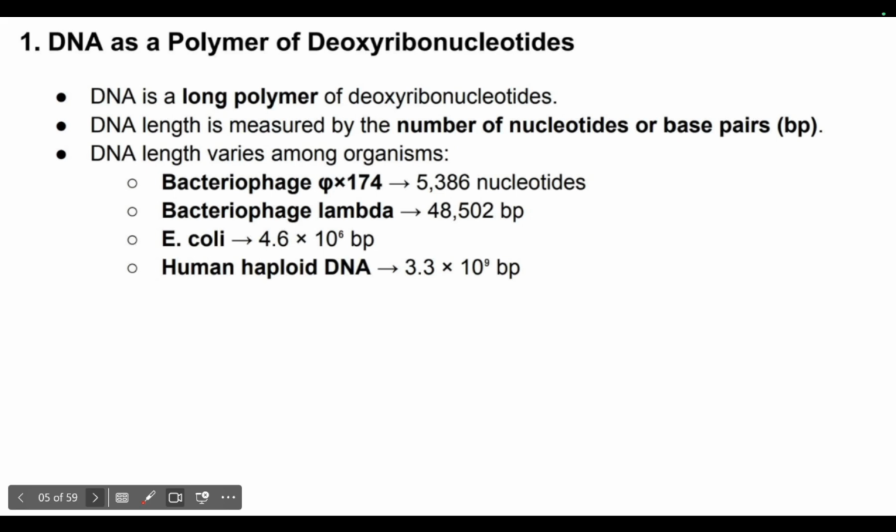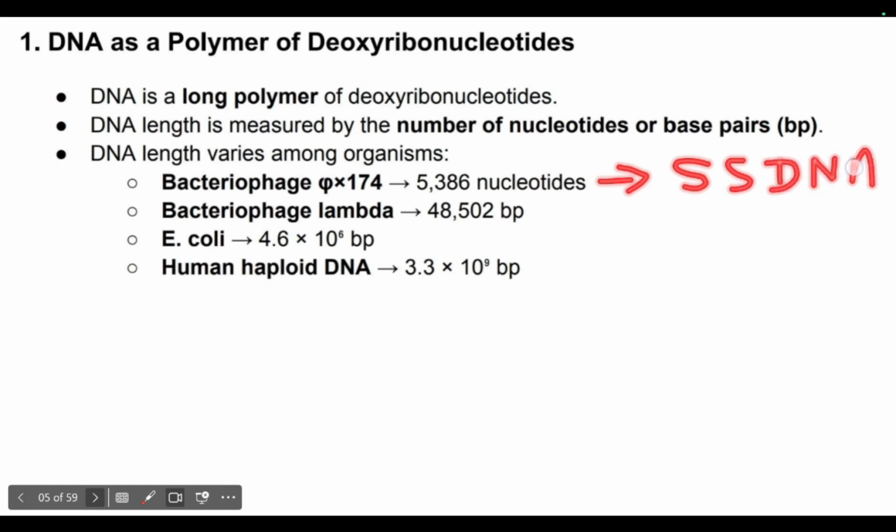So remember it, that bacteriophage has 5386 nucleotides. Now why is only the nucleotide number given, why not the number of base pairs? Because bacteriophage Phi-X174 has single stranded DNA.